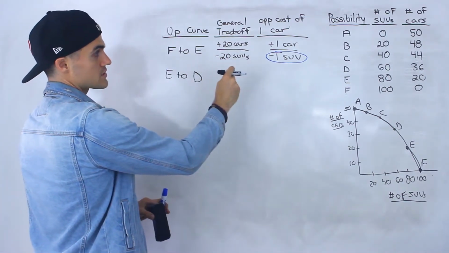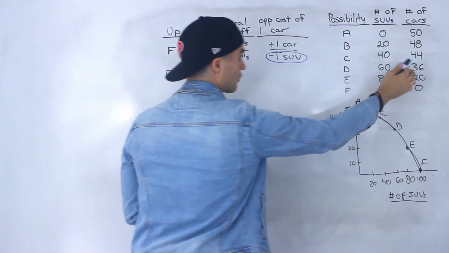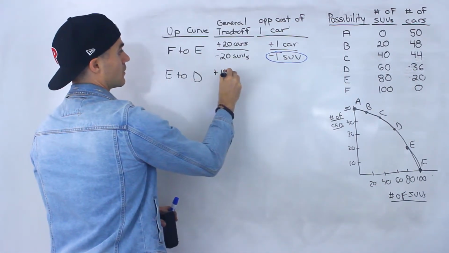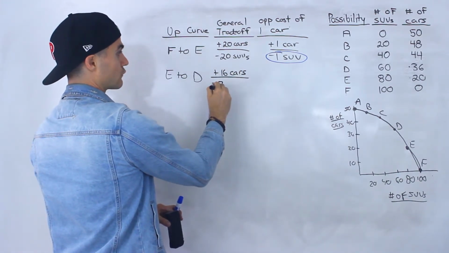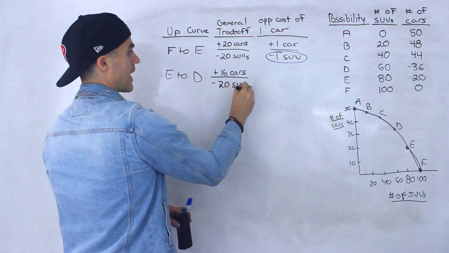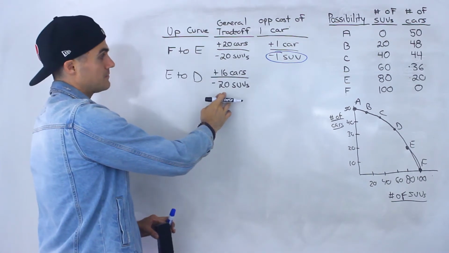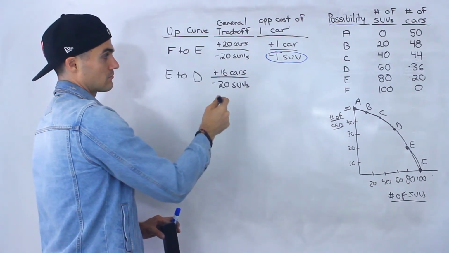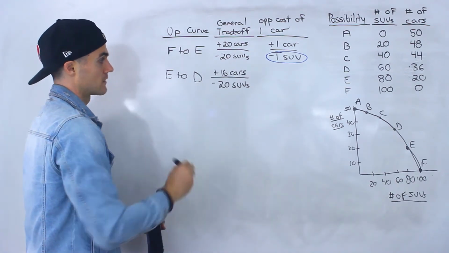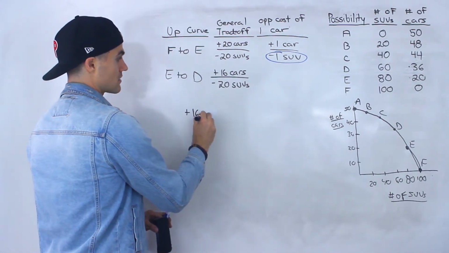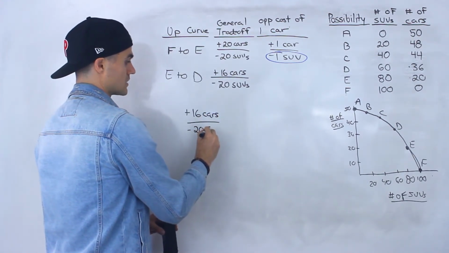But if we go from E to D, this is all going to change. So notice that from E to D, we produce 16 cars, from 20 to 36. What's the opportunity cost of producing 16 cars? It's going to be sacrificing 20 SUVs. So even though the denominator stayed the same, the numerator is changing, hence that overall ratio, the overall opportunity cost, is changing. We have 16 cars, and to make 16 cars, we have to sacrifice 20 SUVs.